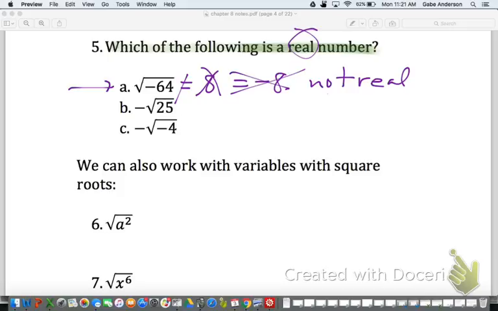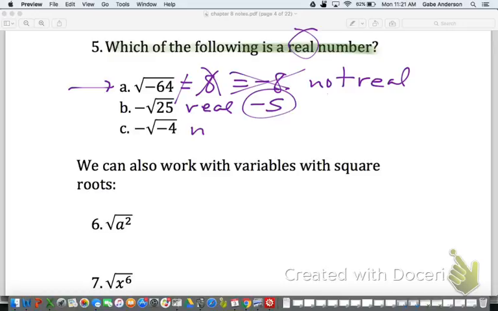Okay, B. What do you think of negative square root of 25? Is this real or not real? It's real. It is real, right? Square root of 25 is 5. The negative just makes it negative 5. Negative 5 is a real number. Okay, and then finally, what about C? Do you think that is a real number or not a real number? No. It's not a real number.